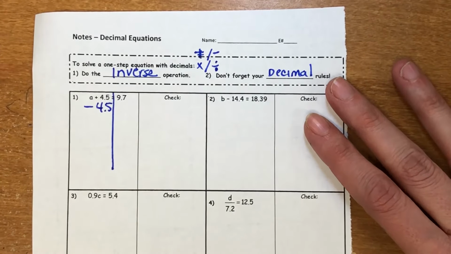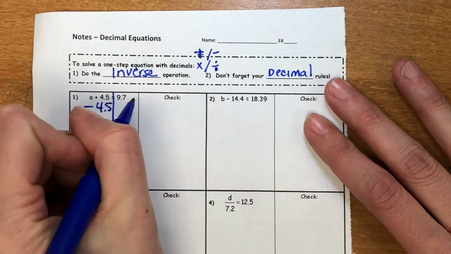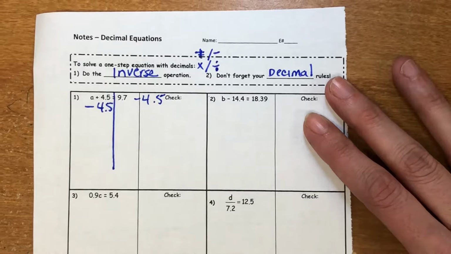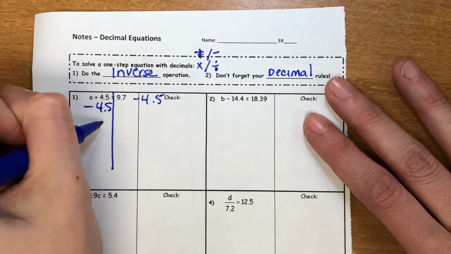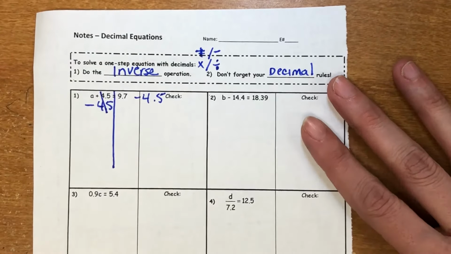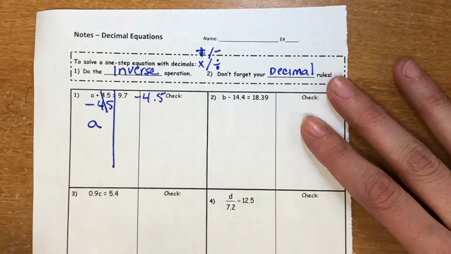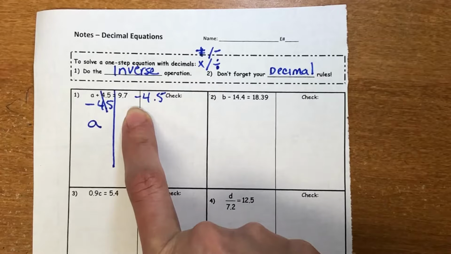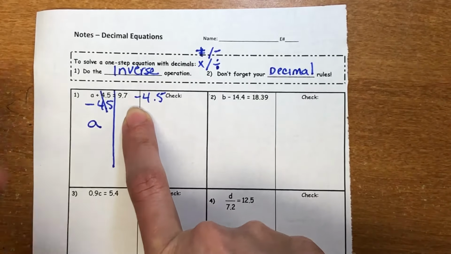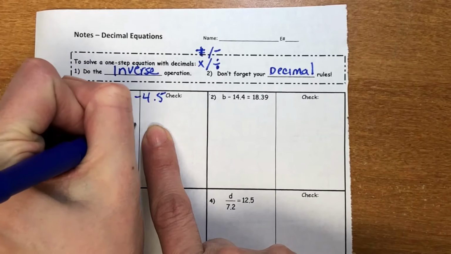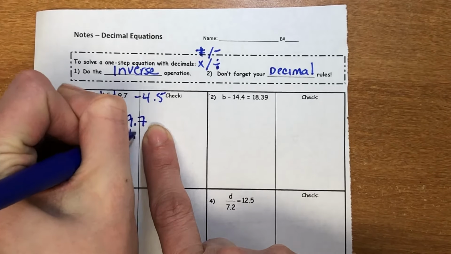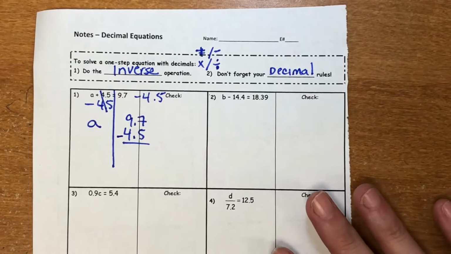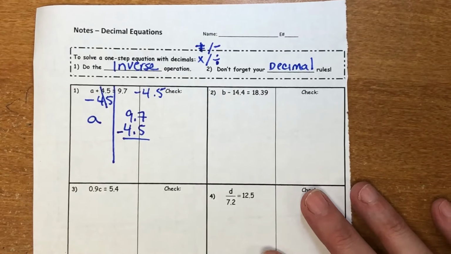And again, whatever you do on one side of the equation, you've got to do on the other side of the equation. Okay? 4 5/10 minus 4 5/10 is going to cancel. This is 0, and then I'm going to be left with the variable. So since I am subtracting decimals, I want to line them up. When we are subtracting or adding decimals, I'm lining up the decimals, and I'm lining up the place values. Okay? And then I'm just going to subtract.